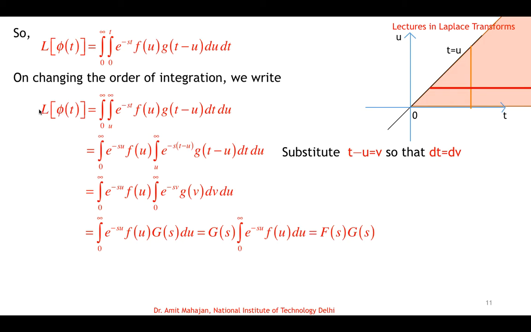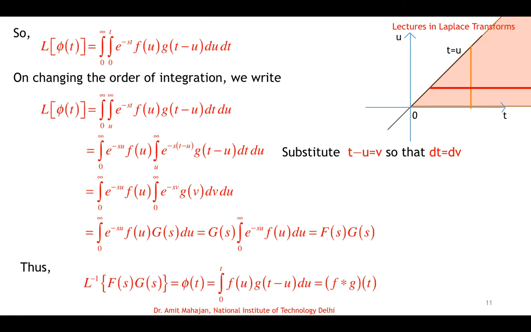If I take the Laplace inverse operator on both sides, the Laplace inverse of F(s)G(s) will be phi(t), and phi(t) we assumed to be that integral, which by definition is nothing but the convolution of f and g. So we can utilize this result to find the Laplace inverse of a product of functions when the individual Laplace inverses of these functions are known. Then we can use the convolution to find it.